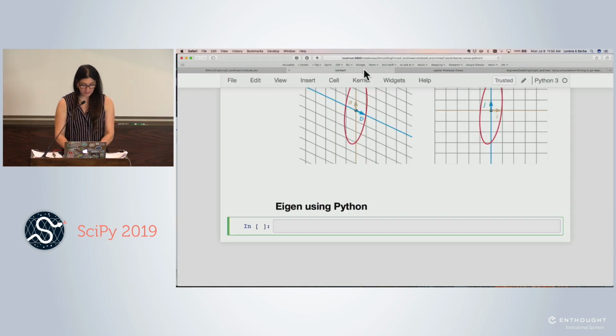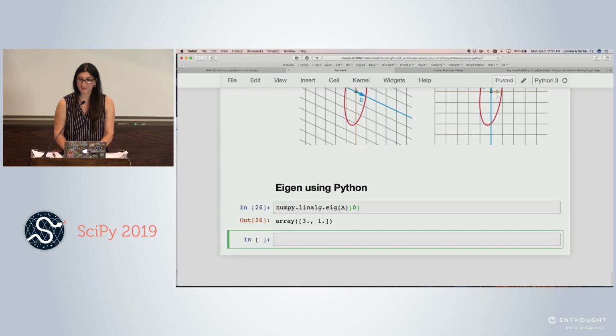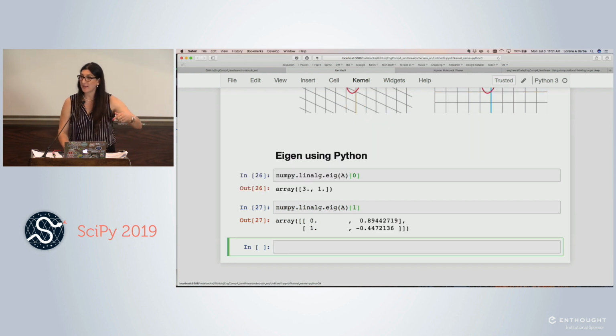So if we were to do numpy.linalg.eig of A, the first element of the output is a 1D array with the eigenvalues. If we were to do numpy.linalg.eig of A and take the second element of that output, it's giving you a 2D array with the eigenvectors as columns.